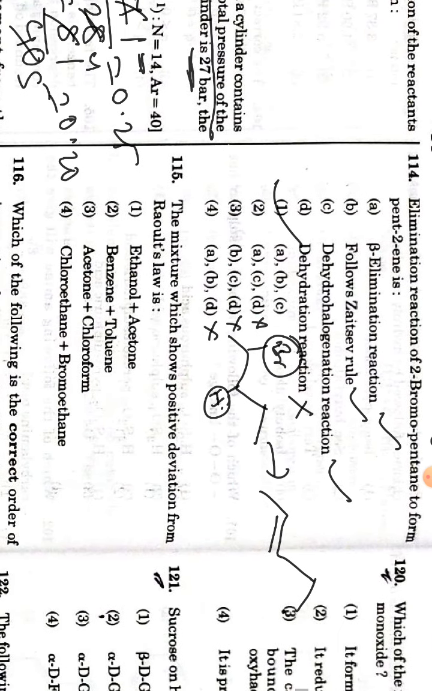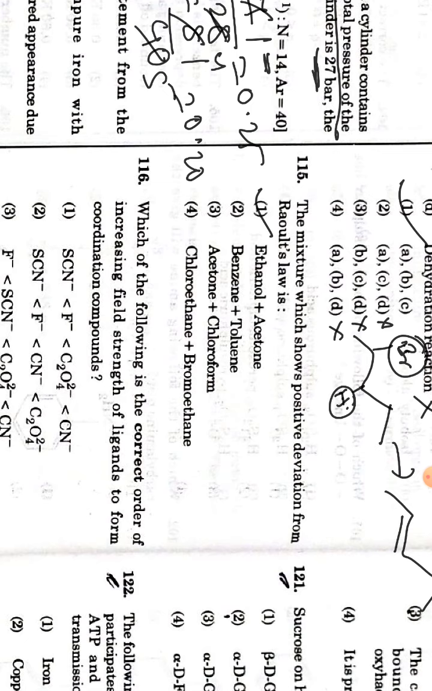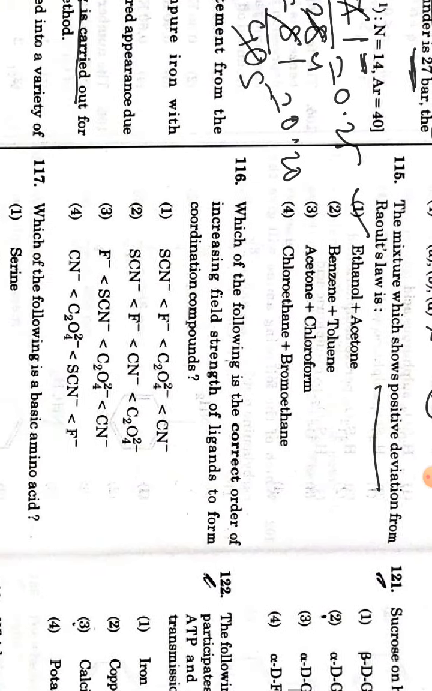The mixture which shows positive deviation is ethanol and acetone. Ethanol will have hydrogen bonding, acetone will come in between and break the hydrogen bonding of ethanol, and the expected volume will be increased, which leads to a positive deviation from Raoult's law.